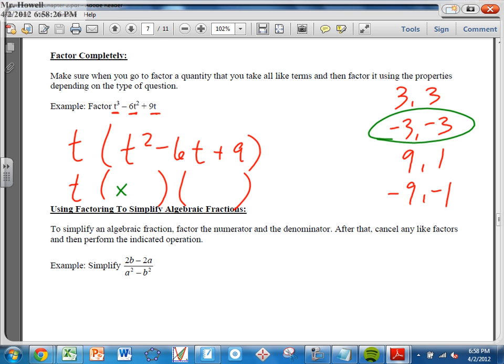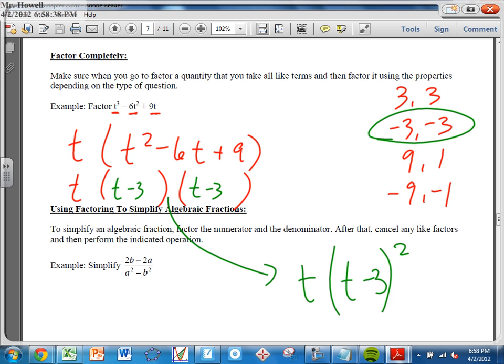So it's t minus 3, t minus 3, which can be written as t, parentheses, t minus 3 quantity squared, because I really have a t minus 3 and a t minus 3. So keep that in mind. Any of those answers are acceptable, especially if it's multiple choice.